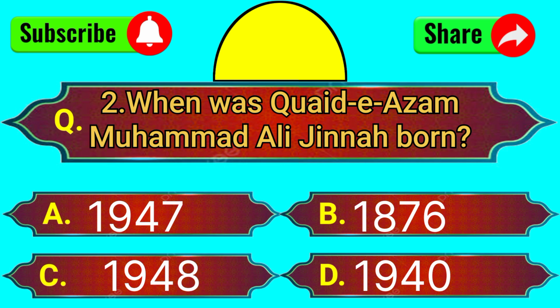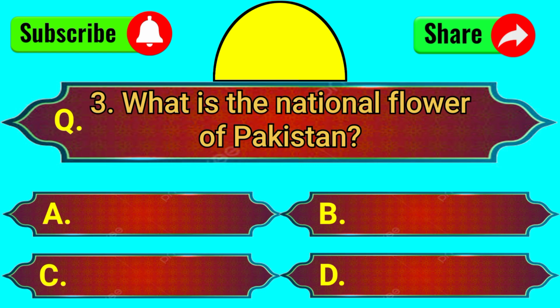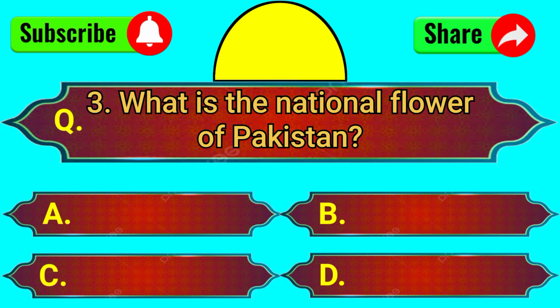Your second question is, when was Quaid-e-Azam Muhammad Ali Jinnah born? A. 1947. B. 1876. C. 1948. D. 1940. Correct answer: B. 1876.